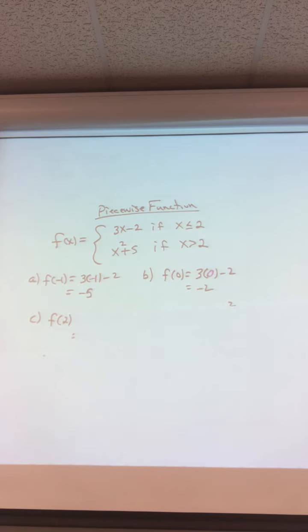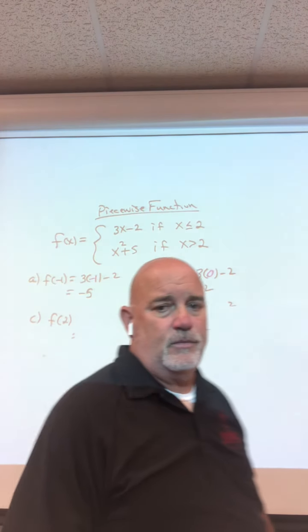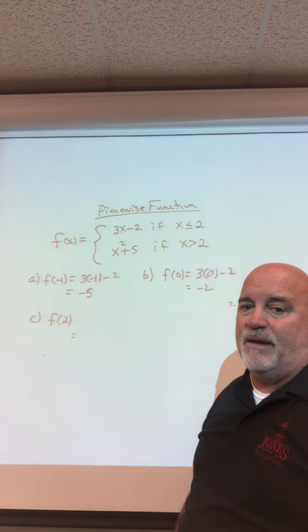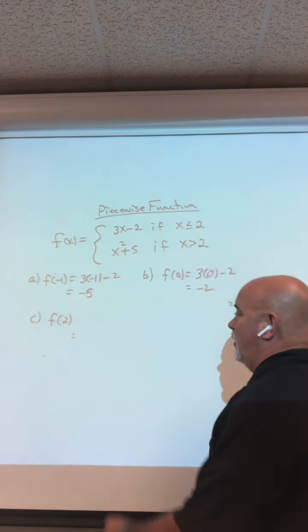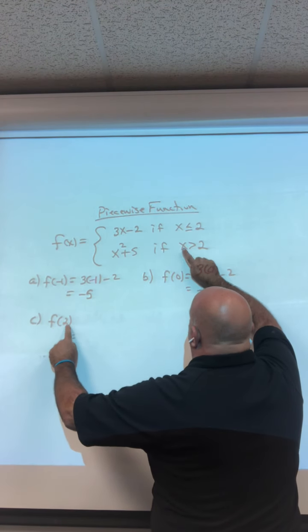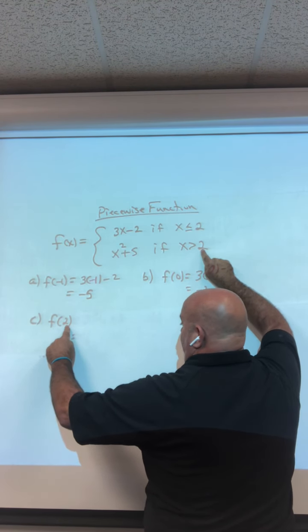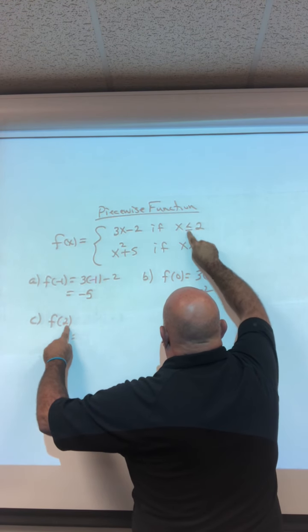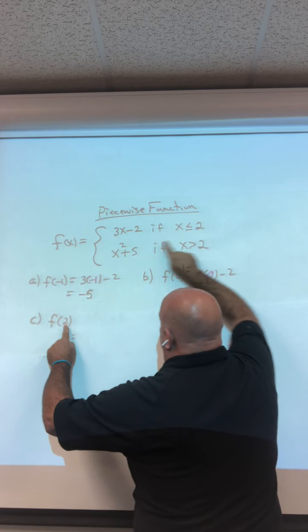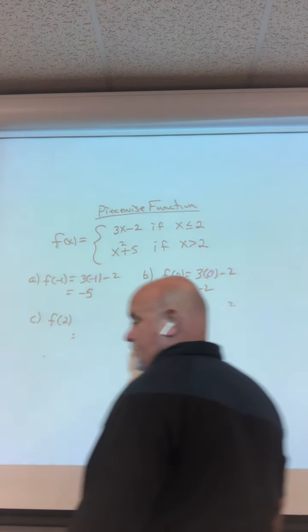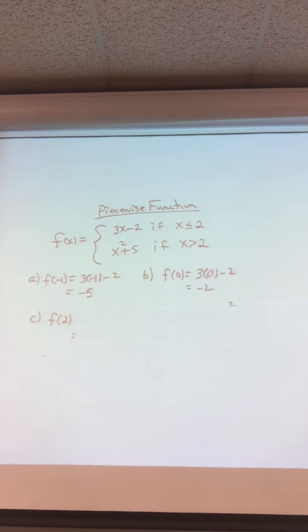Now let's plug in 2. So f of 2 means let x be 2. Well, which one of these pieces allows x to be 2? Well, if you let x be 2, is 2 bigger than 2? No. Is 2 less than or equal to 2? Yes. So this one still uses the top piece. So that would be 3 times 2 minus 2, which is 6 minus 2, which is 4.